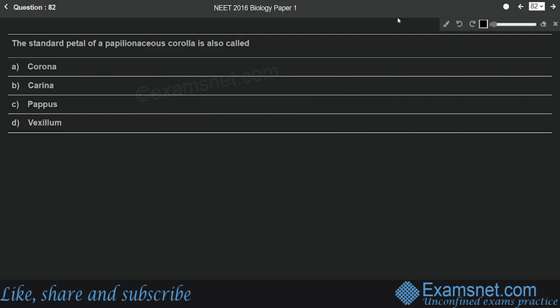Question number 82 is from the chapter Morphology of Flowering Plants, and the question is, the standard petal of papilionaceous corolla is also called. Options are corona, carina, pappus and vexillum. So first of all, let's see what is papilionaceous corolla. This is a butterfly shaped corolla.